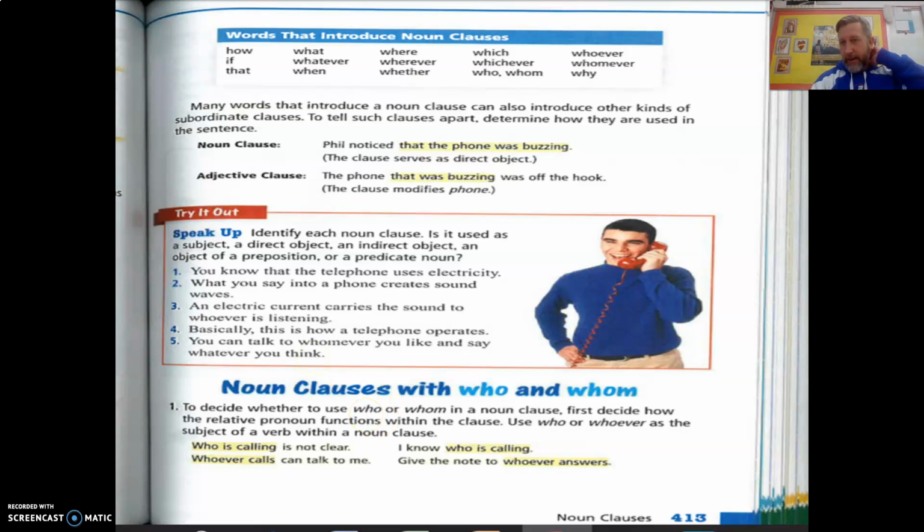Bottom of page 413. All right, now you thought you were done with who or whom, right? Not the case. So noun clauses with who or whom. To decide whether to use who or whom in a noun clause, first decide how the relative pronoun, who or whom, functions within the clause. So use who or whoever as the subject of a verb within the noun clause. So when you're calling for a subject here, it's who or whoever. Just like when we had to figure out, is it who, is it whom, we use who whenever we had a subject. And whenever we had something in the predicate, we use whom.